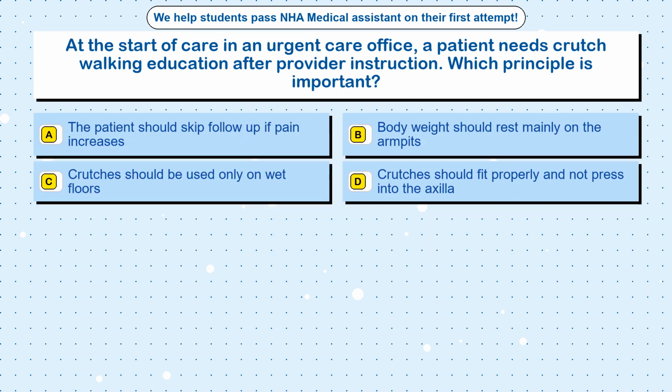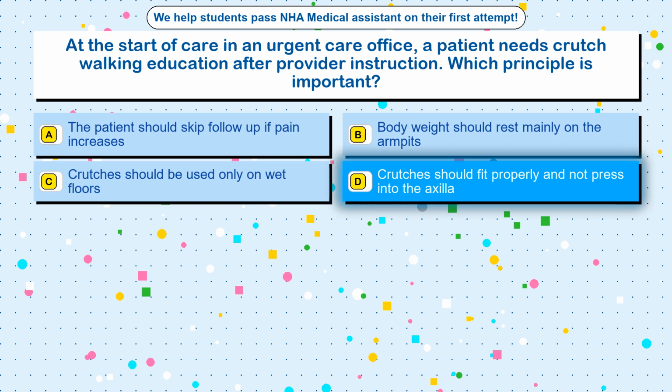Question 53. At the start of care in an urgent care office, a patient needs crutch walking education after provider instruction. Which principle is important? Option A. The patient should skip follow-up if pain increases. Option B. Body weight should rest mainly on the armpits. Option C. Crutches should be used only on wet floors. Option D. Crutches should fit properly and not press into the axilla.